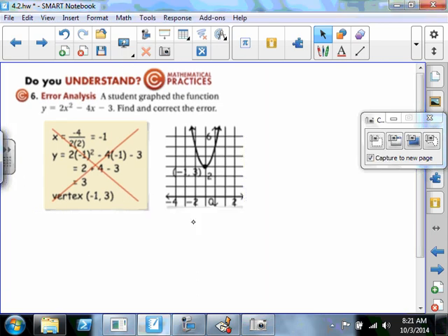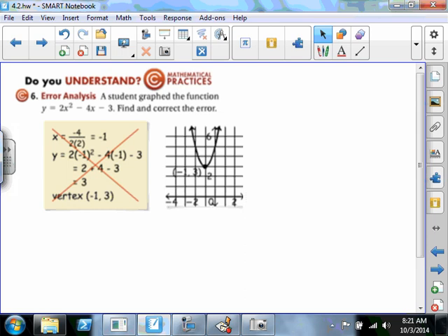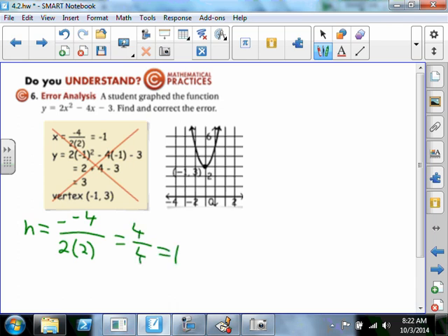First of all, they called the x coordinate of the vertex x. What should they have called it? They should have called it h. So what they should have done is h is negative 4. That's their mistake. They just said x is negative 4. It's negative 4 over 2 times 2. So it's 4 over 4, which is 1. So their vertex, the h, is wrong. Do you remember what I said yesterday, why I don't like that one formula that the book gives you?